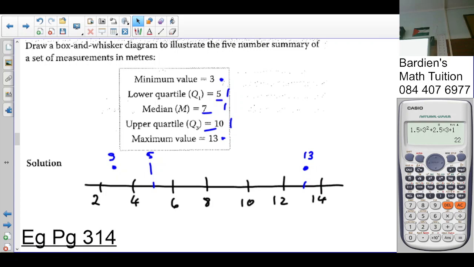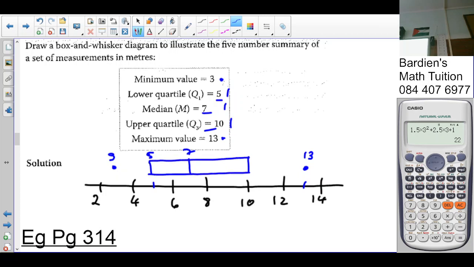Right, so stroke at 7, there's 7, stroke at 10. So what we do is we draw a box, followed by its whiskers. There's your box and whisker diagram. Easy, no?